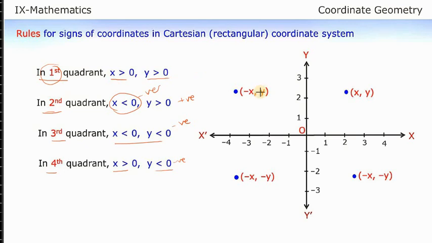Okay, so if the points are given like this: both positive means that is the first quadrant; x negative and y positive means that is the second quadrant; both negative means that is the third quadrant; and x positive and y negative means that is the fourth quadrant.